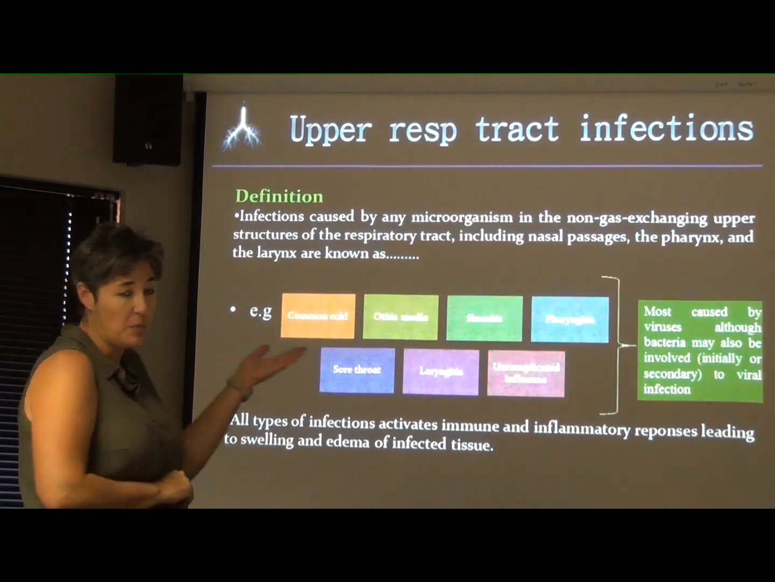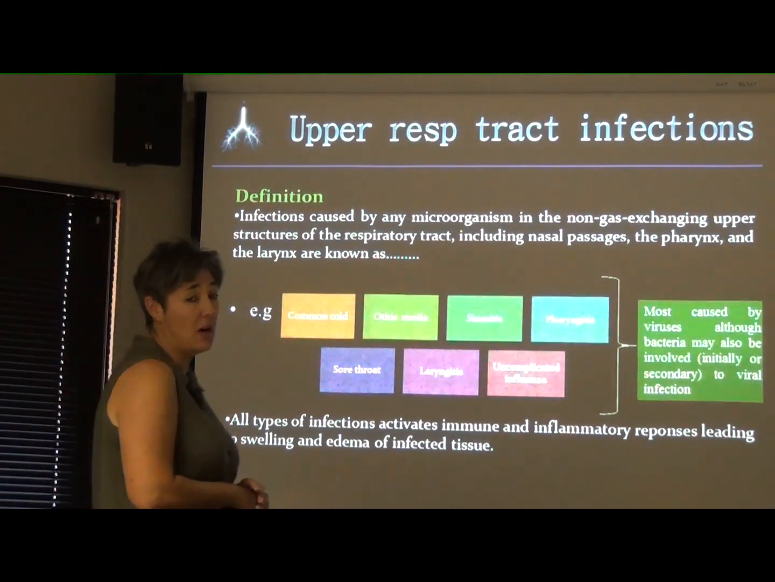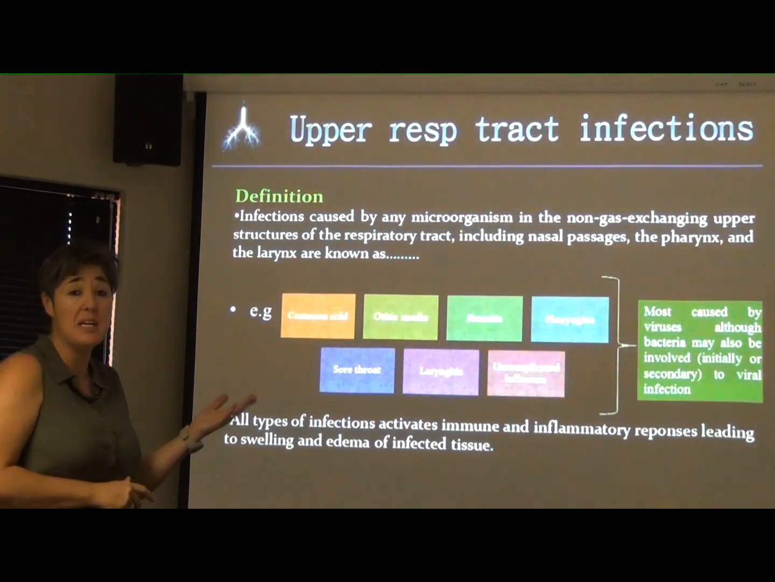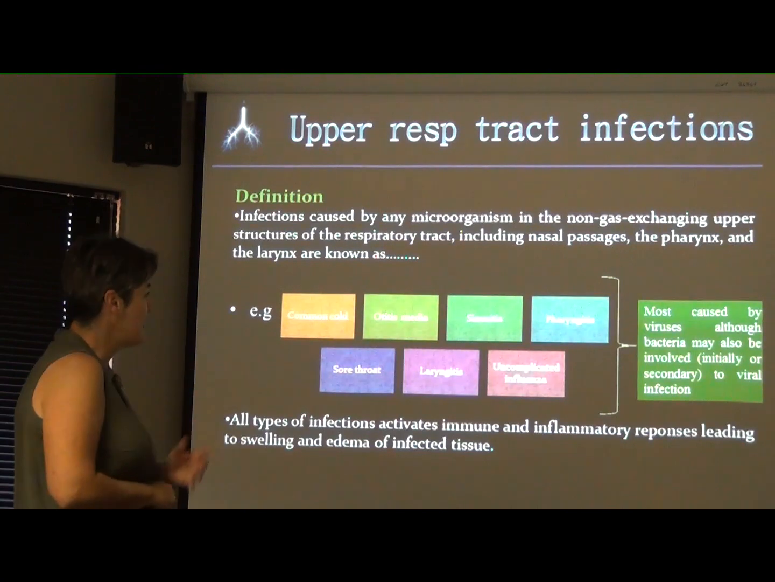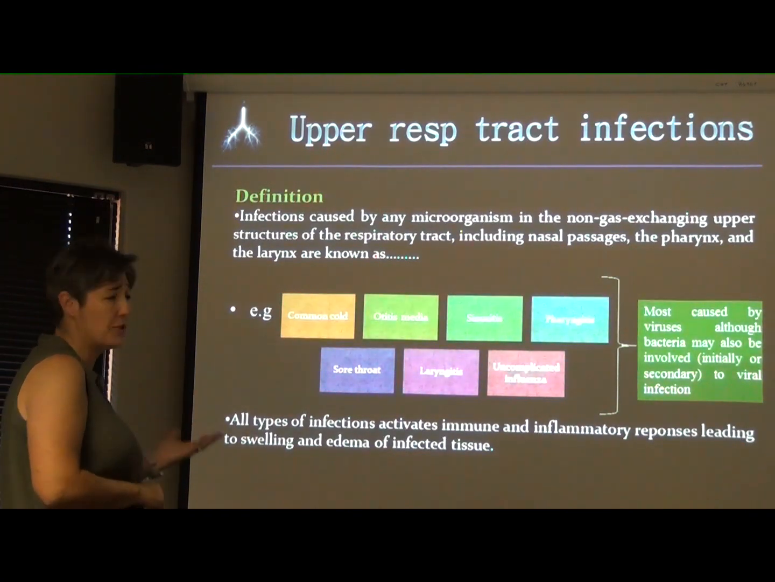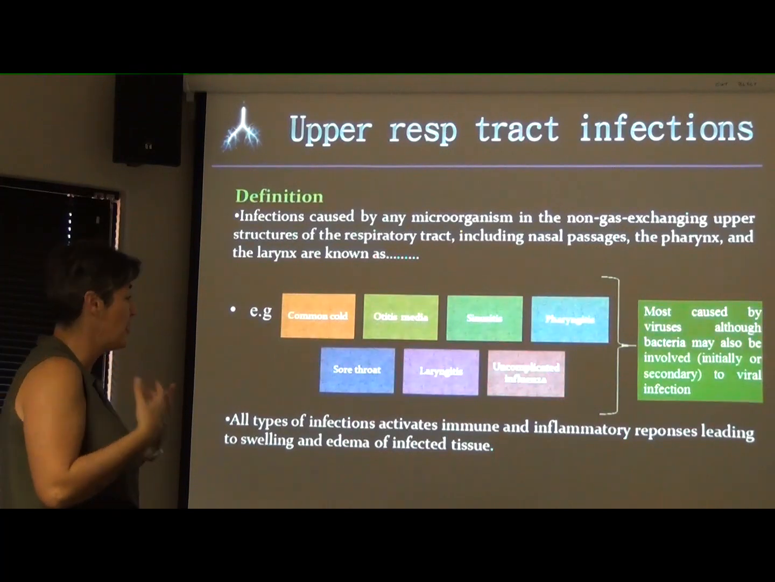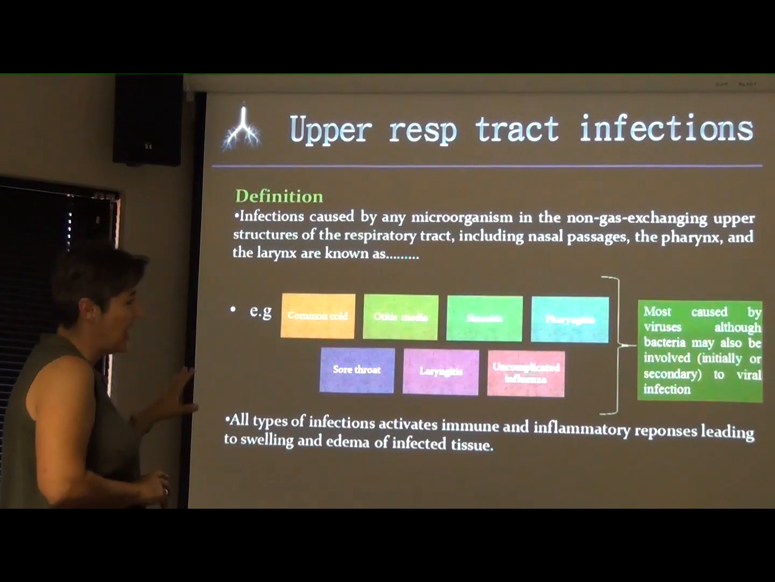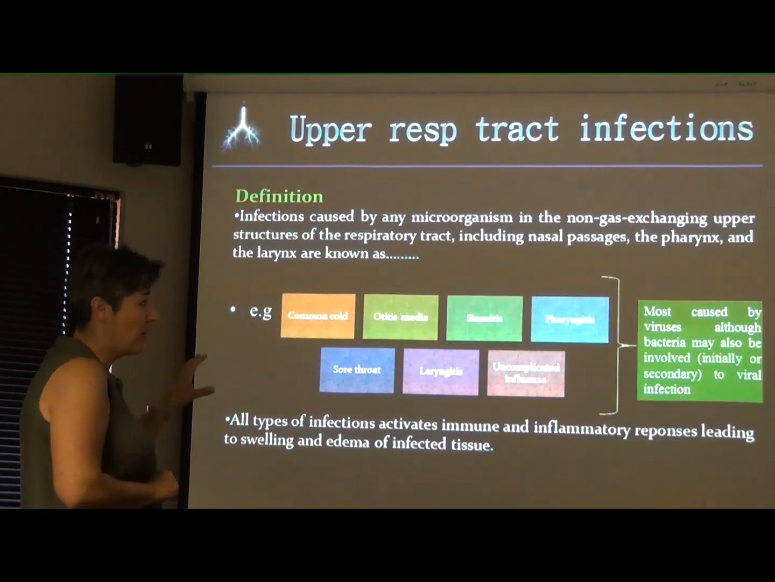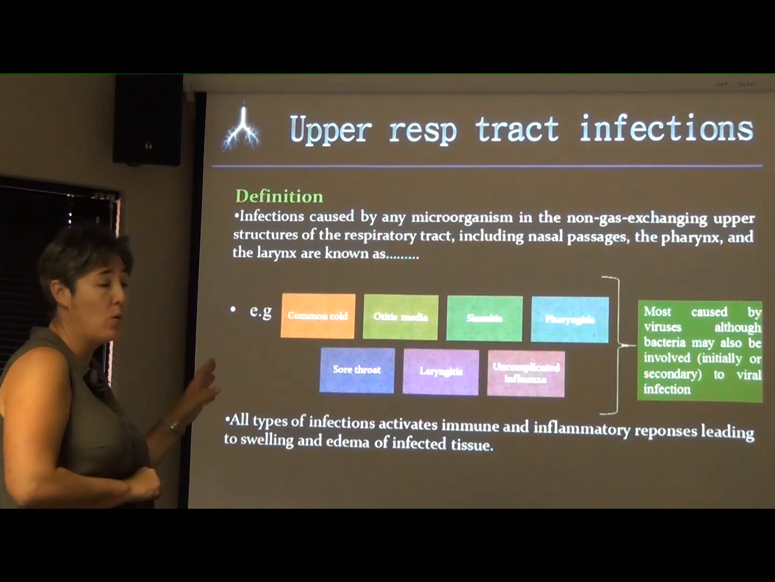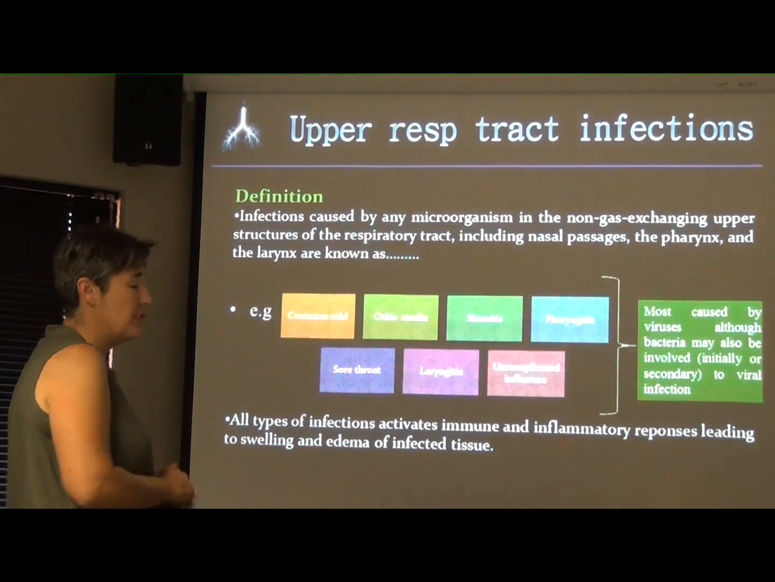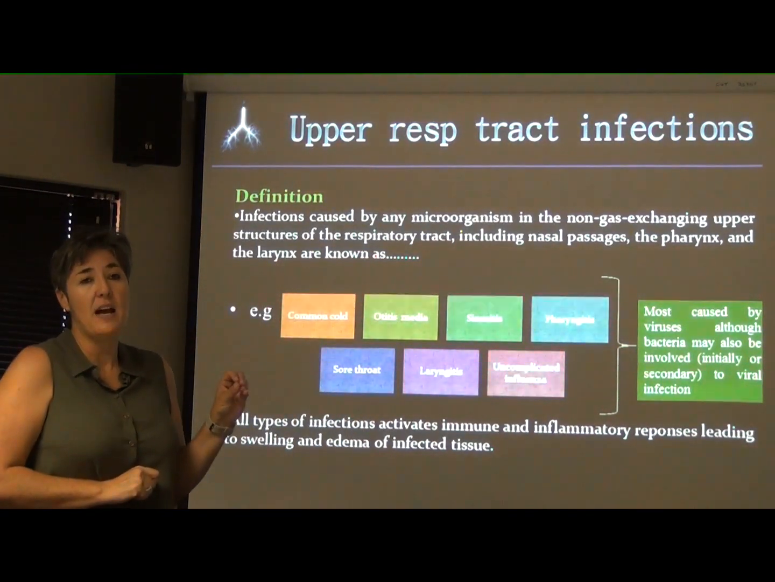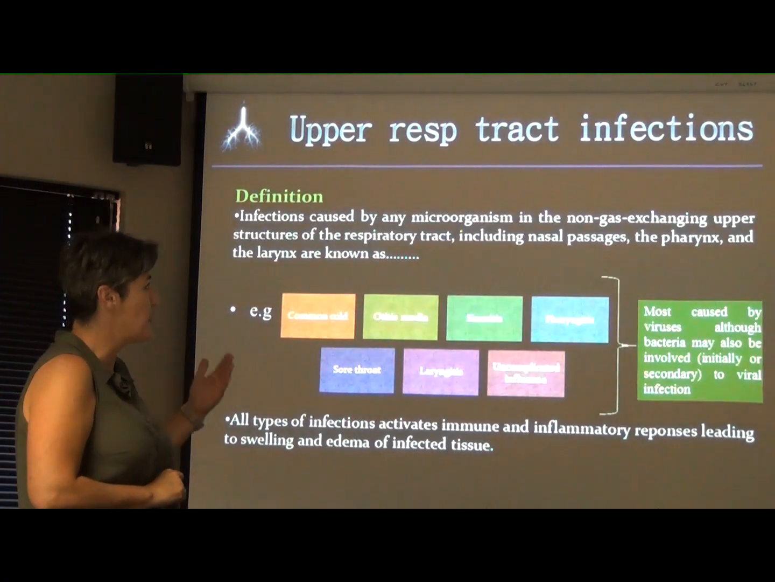Okay, so the examples of these ones you are quite familiar with. That's the common cold that all of us suffer from, otitis media, which is ear infection, sinusitis, pharyngitis, a sore throat, laryngitis, which is infection of the vocal cords, and uncomplicated influenza. Okay, in most of the cases, it is of viral origin, although bacteria may also be involved initially or secondary to the viral infection.